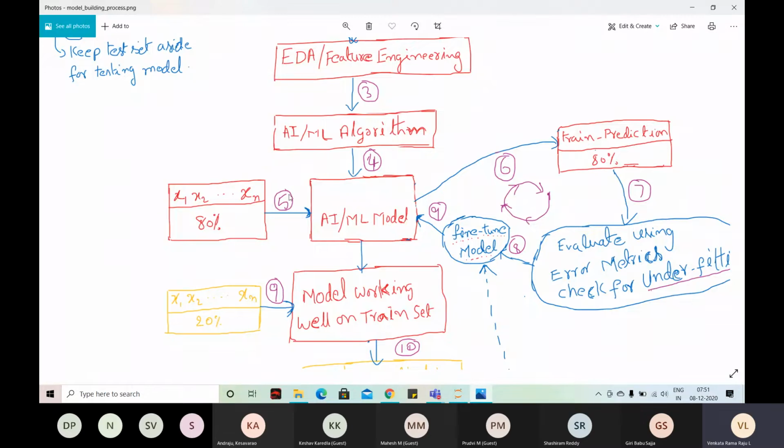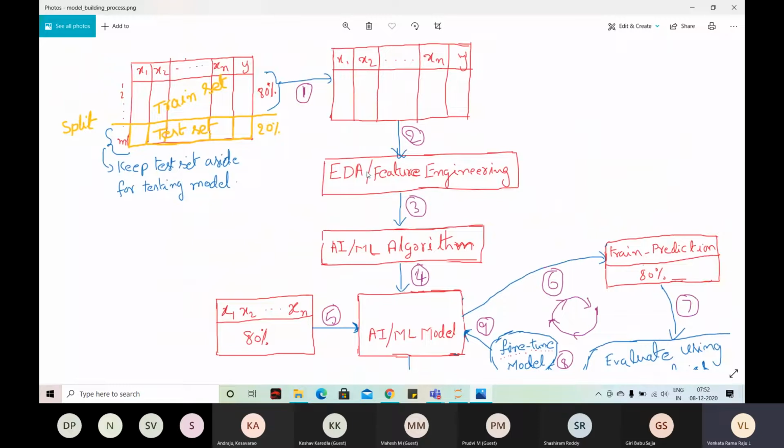Train predictions: you pass these 80%, or 800 records. In our case I said 1000 records, so 800 records you pass to the model. You get predicted values for the train set, Y cap, and then evaluate. How do you evaluate? You take the R square score or adjusted R square score. If it is high, good. If it is not high, we may have to fine tune the model, tweaking some of the parameters. Today we may not see fine tuning, but we'll see the rest of the process.